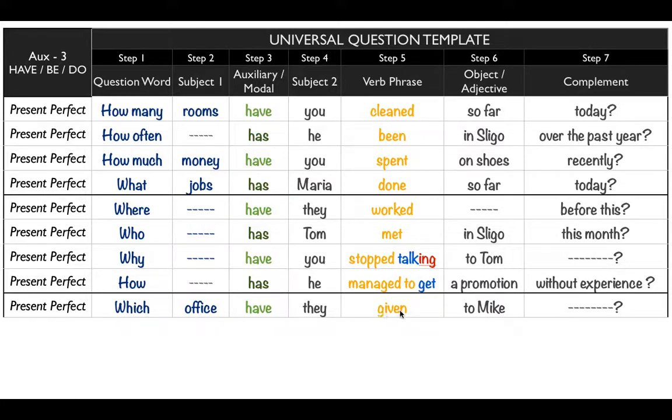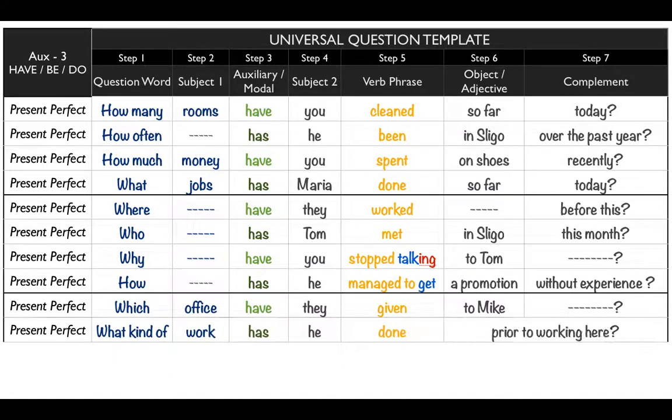Which office have they given to Mike? So which office? Which means a selection of a limited number. So for example, there might be 3 offices in the building and they said which office, that means out of the 3, have they given to Mike.